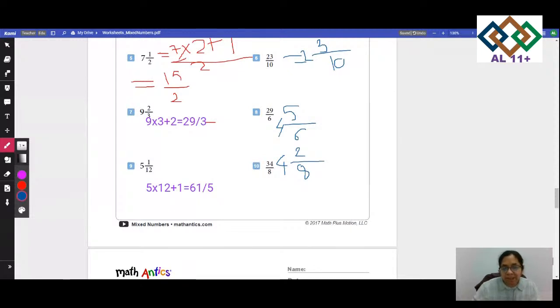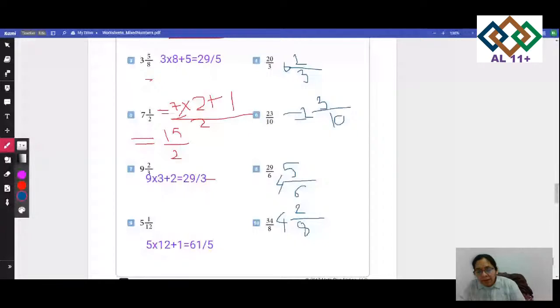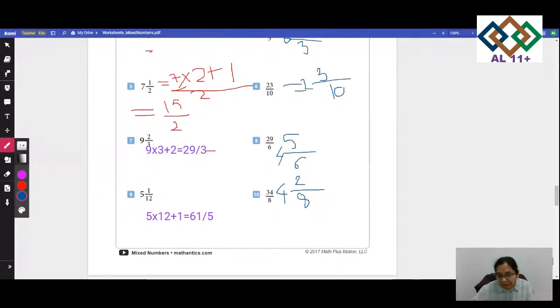Okay, I have written the answers now. I hope you all have checked your answers. Please comment below if you got the right answers of this one or you need more help.